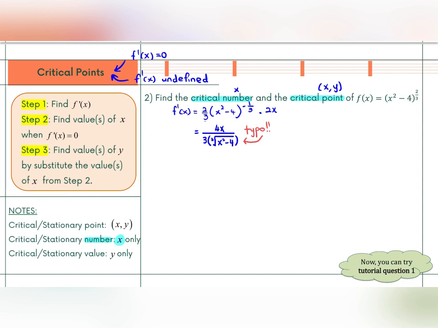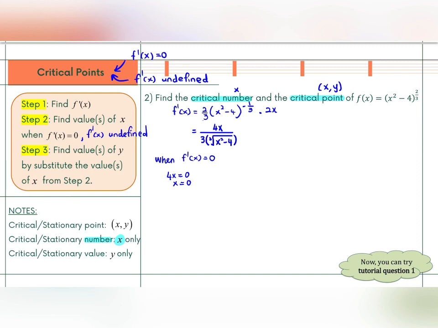Okay, so bila kita dah dapat this first derivative, cari pula step yang kedua, value of x when f prime x equals to 0. Kat sini saya kena tambahkan juga when f prime x is undefined. Sebab kita nak dapatkan critical points kan. Okay, so when f prime x is equals to 0, okay, bila f prime x ini sama dengan kosong, automatic denominator kita pindahkan akan jadi kosong. So, tinggallah 4x is equals to 0. That means our x is 0 itself.